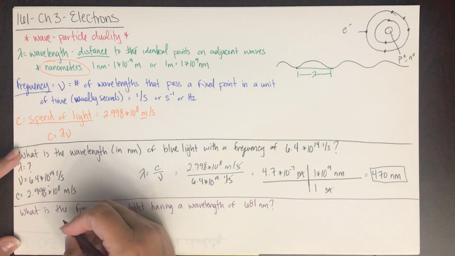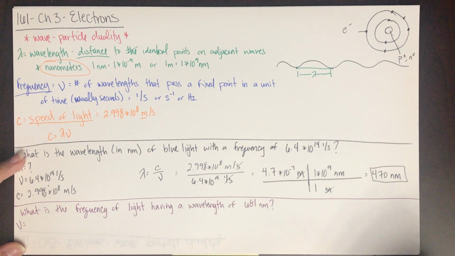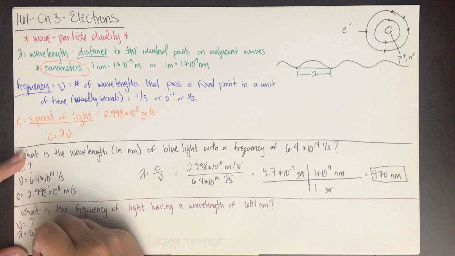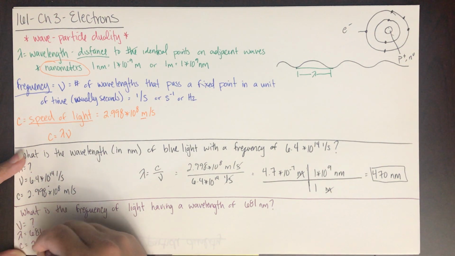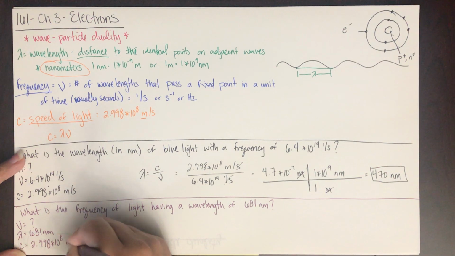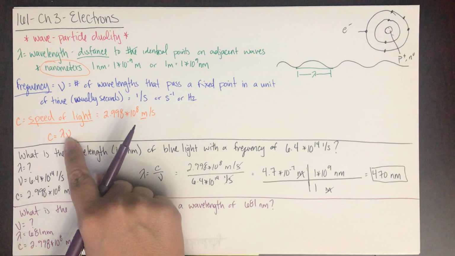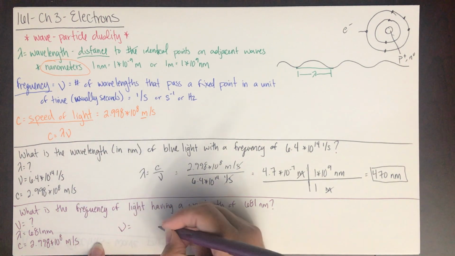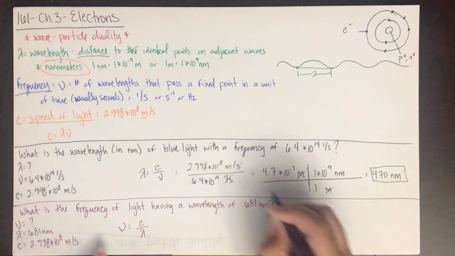So again, let's write down what we are looking for. So we are asked, what is the frequency? We are given the wavelength is 681 nanometers, and we know the speed of light is 2.998 times 10 to the 8th meters per second. So again, I'm going to rearrange this equation, but I'm going to solve for frequency this time. So I'm going to say frequency equals the speed of light divided by wavelength.